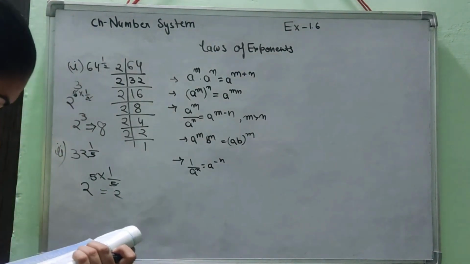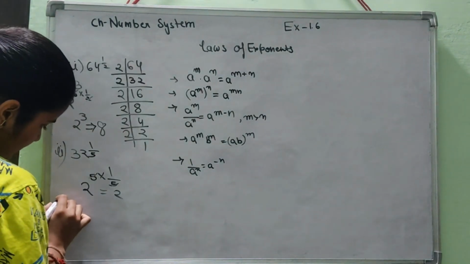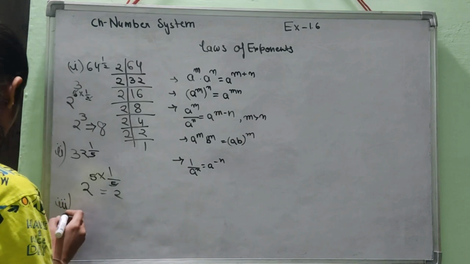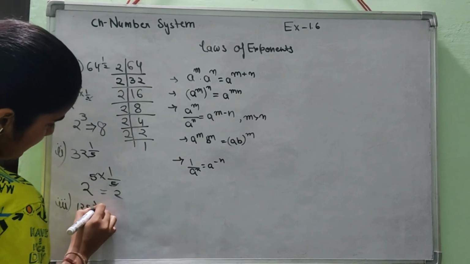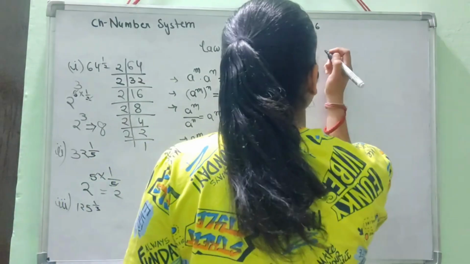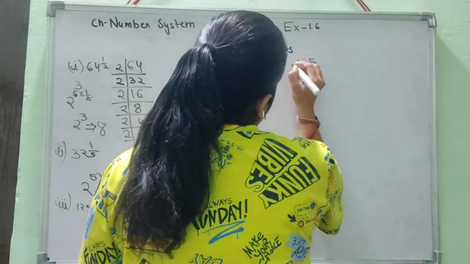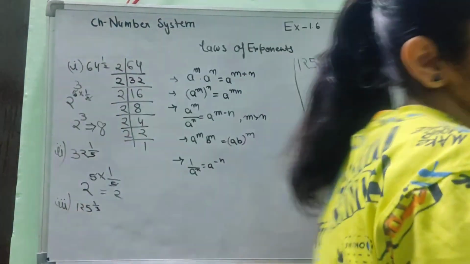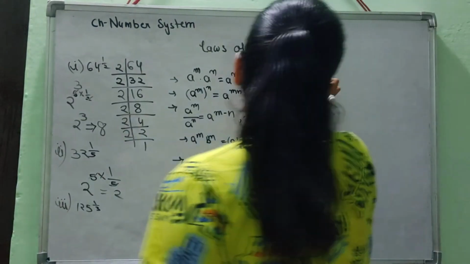Coming to question number 3. 125 to the power 1 by 3. I hope this is visible. Let me once again check if it's visible. Yeah, it's visible.